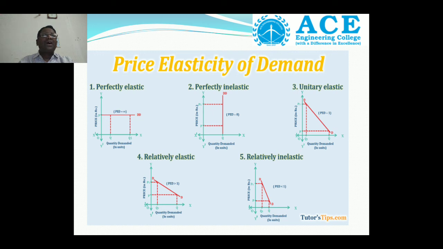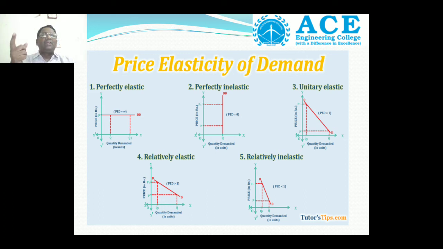Then what is the curve shape? The curve shape is steep. Then the fifth one is relatively inelastic demand. What is the meaning of relatively inelastic demand? In relatively inelastic demand, the proportionate change in the price of the product is more than the proportionate change in the quantity demanded. That is the reverse.